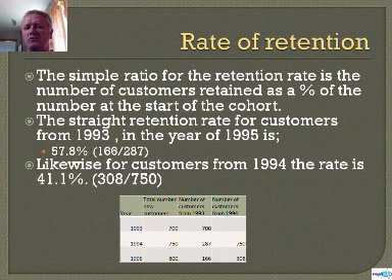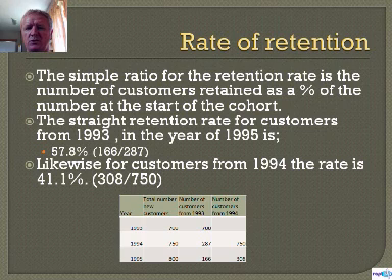Right, let's have a look at retention rates. These are more important ratios for CRM practitioners. The simple ratio for the retention rate is the number of customers retained as a percentage of the number at the start of the cohort. So the straight retention rate for customers from the 1993 cohort during the year of 1995 is 57.8%, and that's 166 divided by 287. And similarly for customers from the 94 cohort, the ratio is 41.1%. So that's a pretty straightforward ratio.